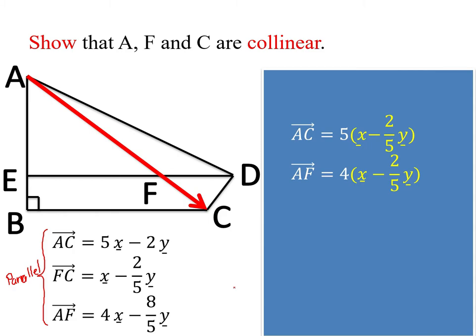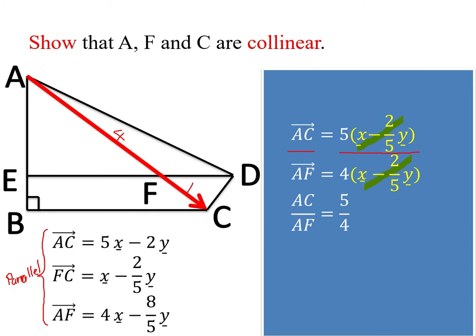So try to imagine if I divide AC by AF. I divide both of these vectors. This one I divide, this one also I divide. Then I will be able to cancel off these two vectors, x minus 2 over 5 y, and it gives me 4 over 5. What does it mean? It gives me the idea that AC is 5, AF is 4. Right? AC is 5, AF is 4. Then FC will give you 1. Do you realize that the ratio already came out?